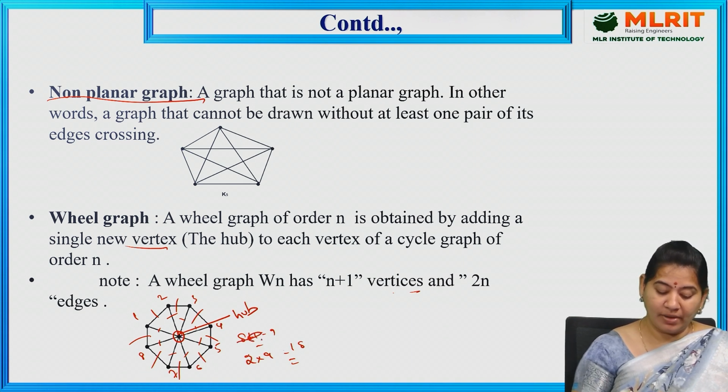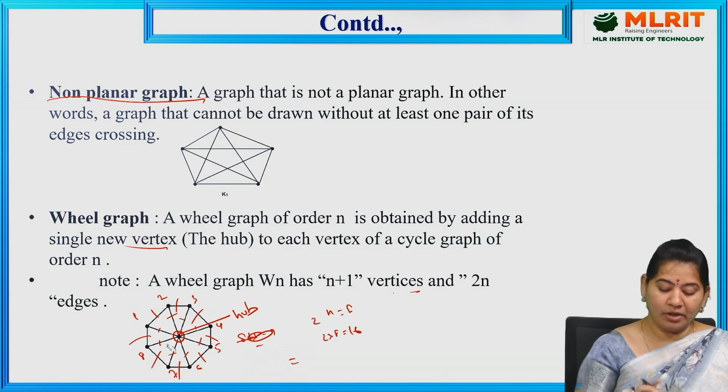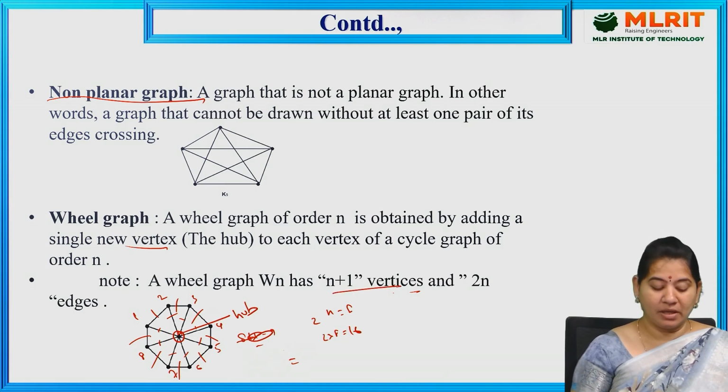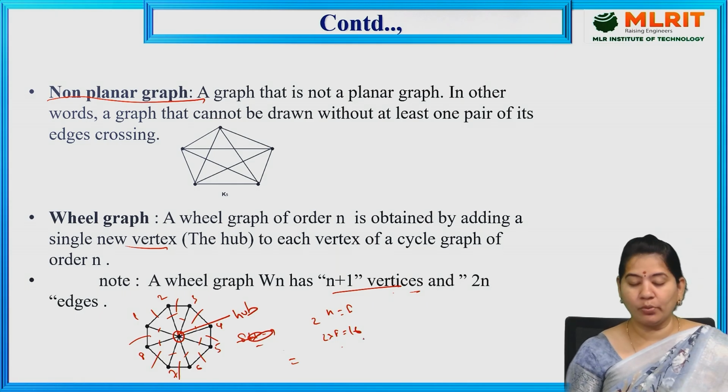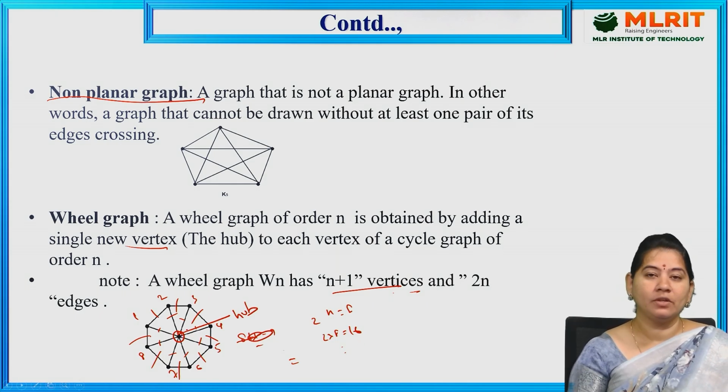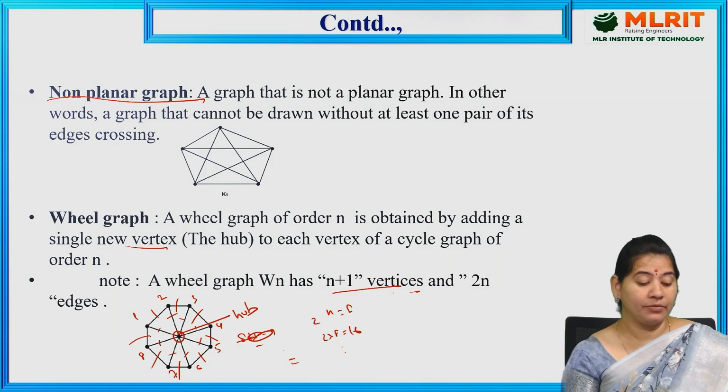So what is the n value here? The n value is 8, right? So 2 into 8 is equal to 16 total edges we have. Altogether the vertices are n plus 1, but we are counting only n vertices, excluding the hub. Then you will get 2 into 8, 16 edges. So this is called a wheel graph.